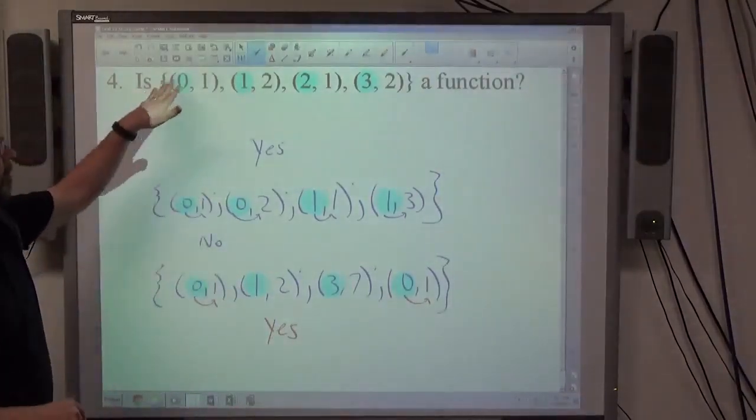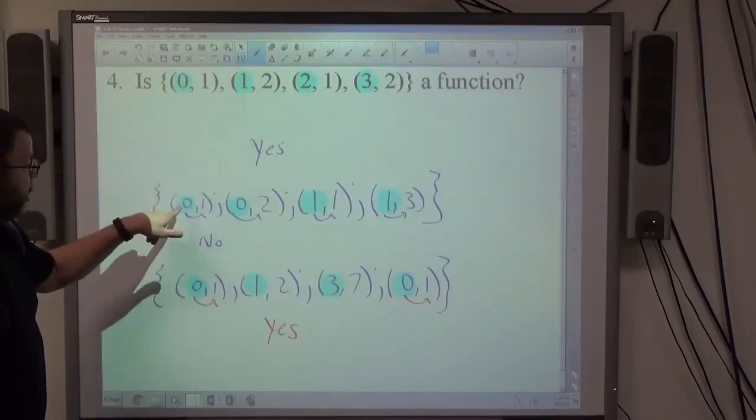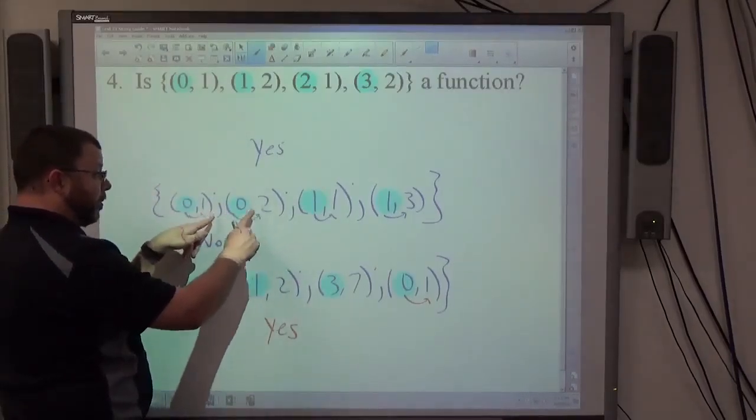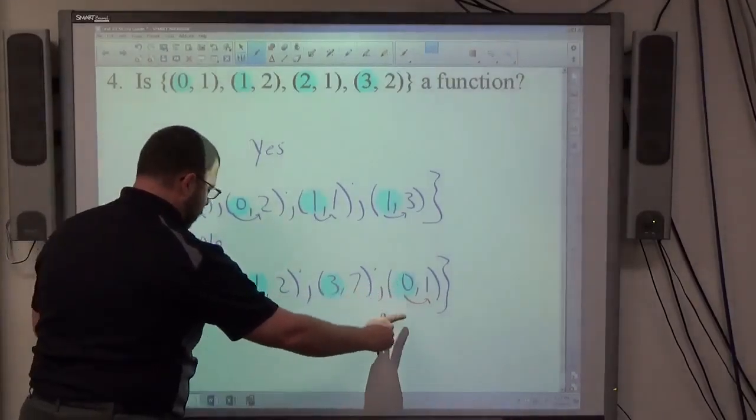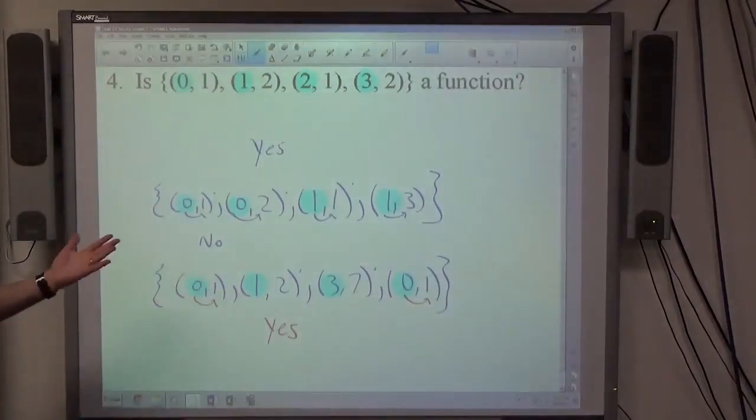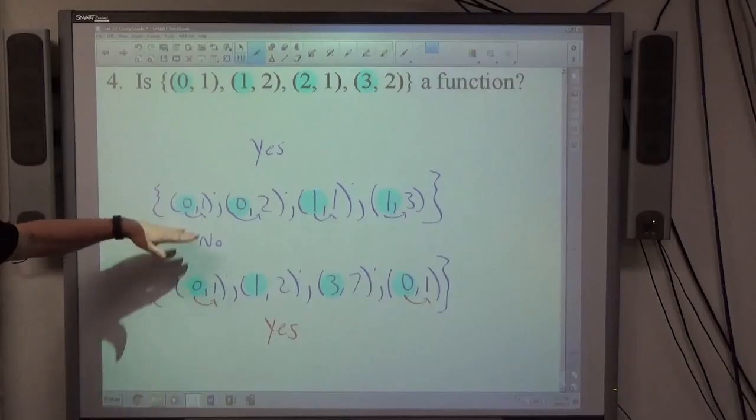So if they're different, it's immediately a yes. If they're the same and they go to different numbers, it's a no. If they're the same but they go to the same number, it's still a yes. So those are the 3 scenarios that could happen on a problem like that. So just know what makes a yes, what makes a no.